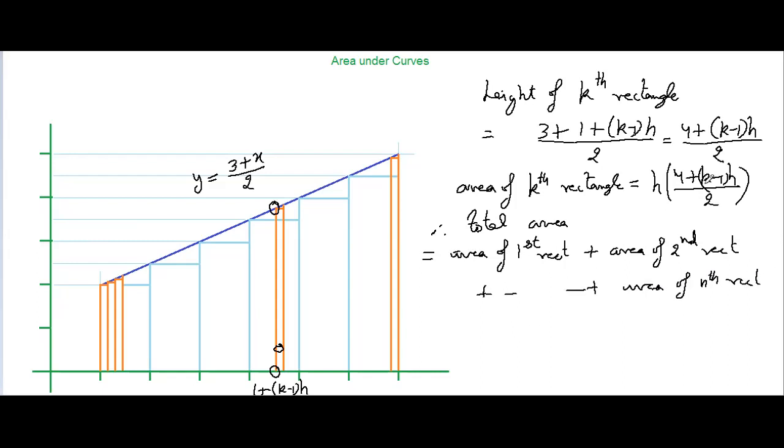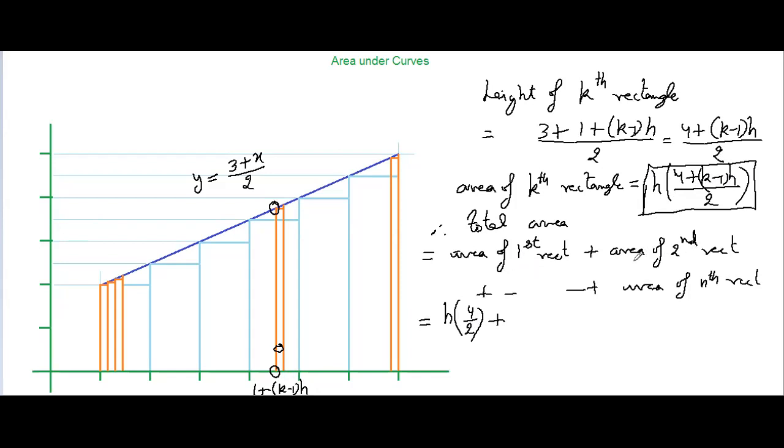For the first rectangle, what we will do, put in this formula k equal to 1. So k is just like the term number, just like the general term of AP. This is a formula like general term of an AP, you remember? First term plus k minus 1 times common difference. Remember, it is the kth term. So if we take k is equal to 1 in this, we get the area of first rectangle. So h multiplied by, k equal to 1 means this part is 0. So 4 by 2 only.